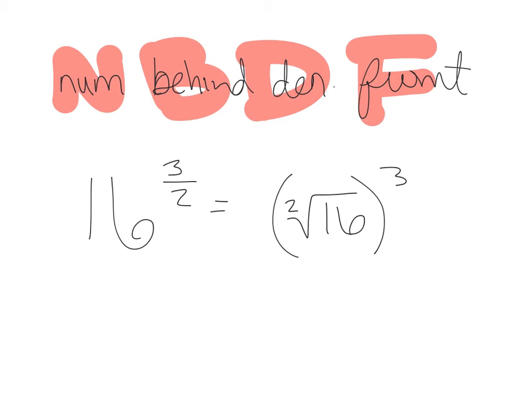Now, the benefit of doing these, numerator behind, denominator front, is that we can make our numbers smaller before we make them bigger again. I have no idea what 16 to the 3/2 power is, but I can do this part. This is easy. I know that the square root of 16 is 4, because 4 times 4 is 16. And then, very easily using a chart or my calculator, I know that 4 raised to the third power is 64.